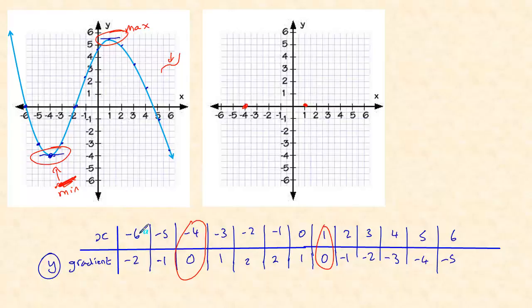So, now let's put the other gradients on. -6, -2. -5, -1. -3, 1. -2, 2. -1, 2, 0, 1, 2, -1, 3, -2, 4, -3, 5, -4, 6, -5.